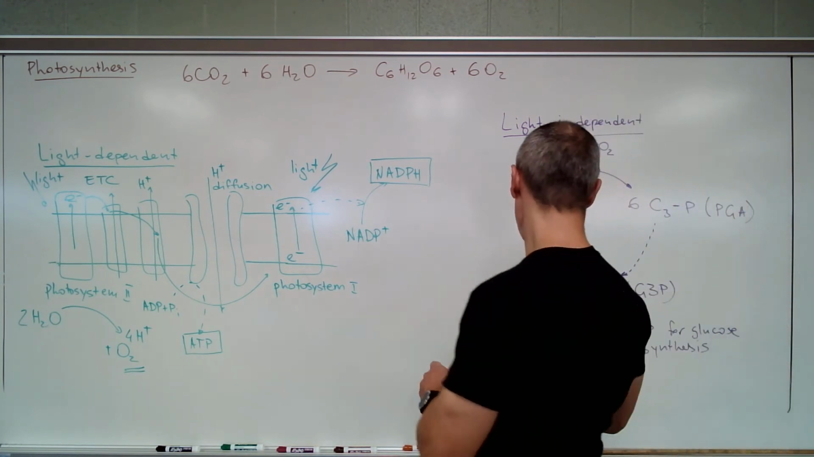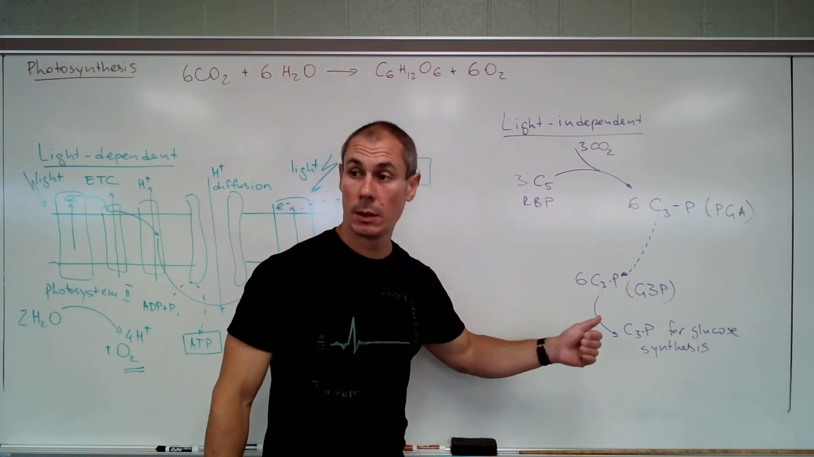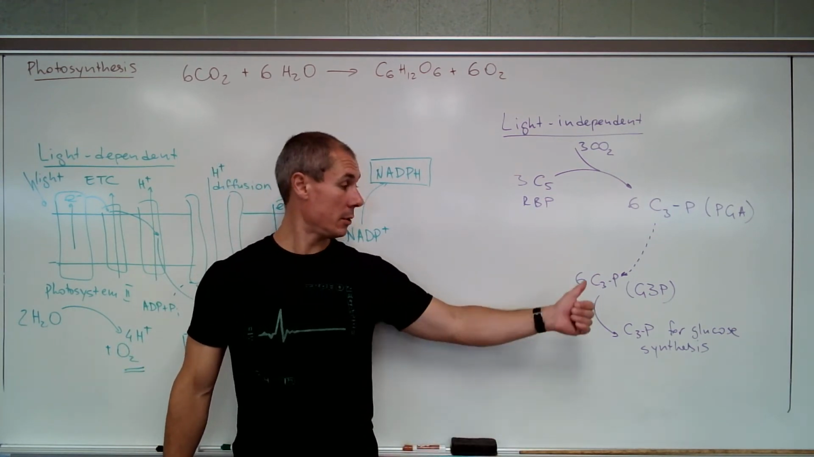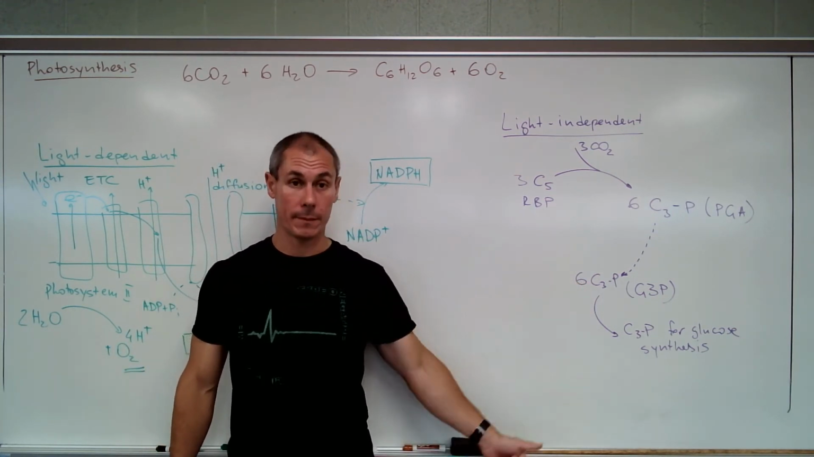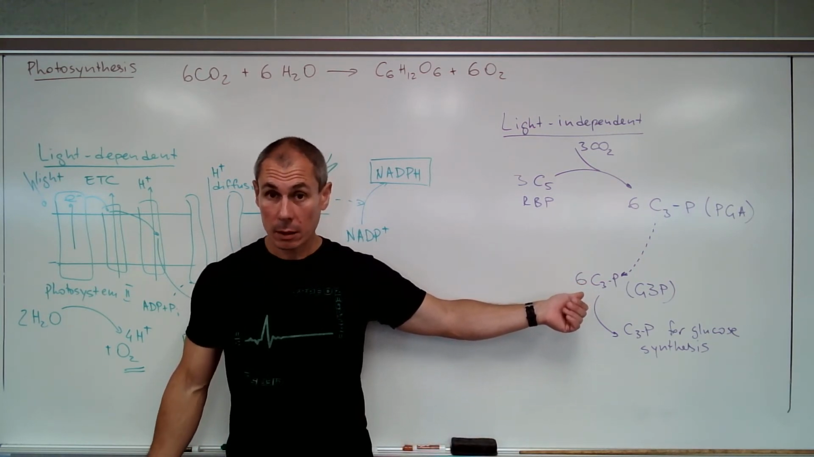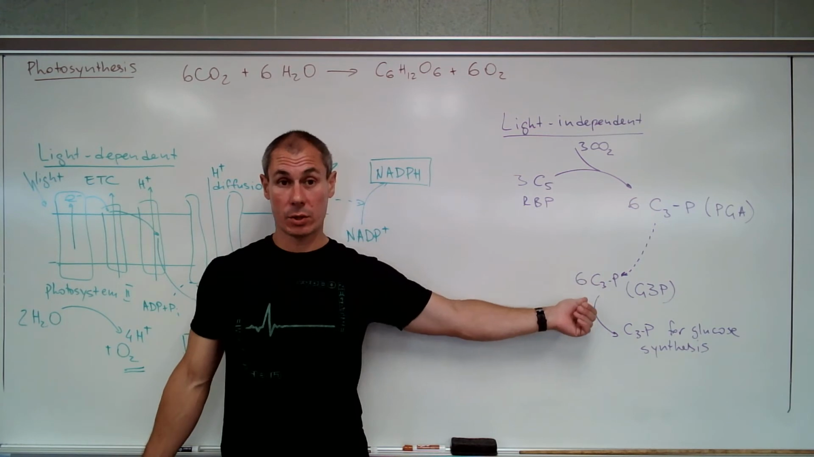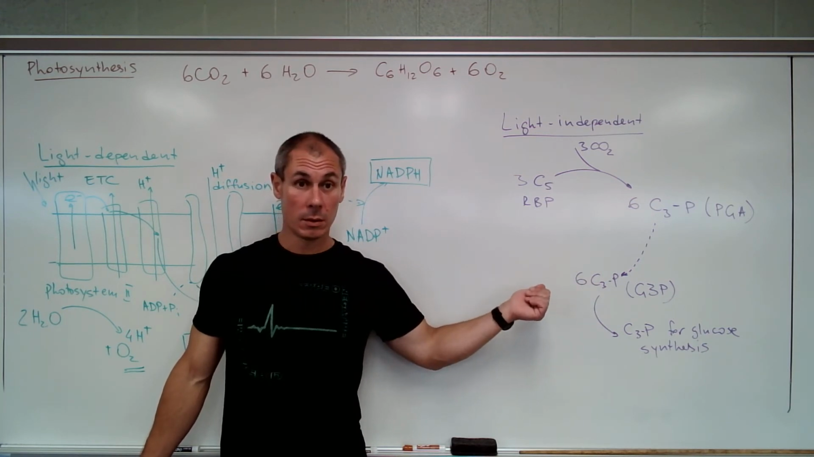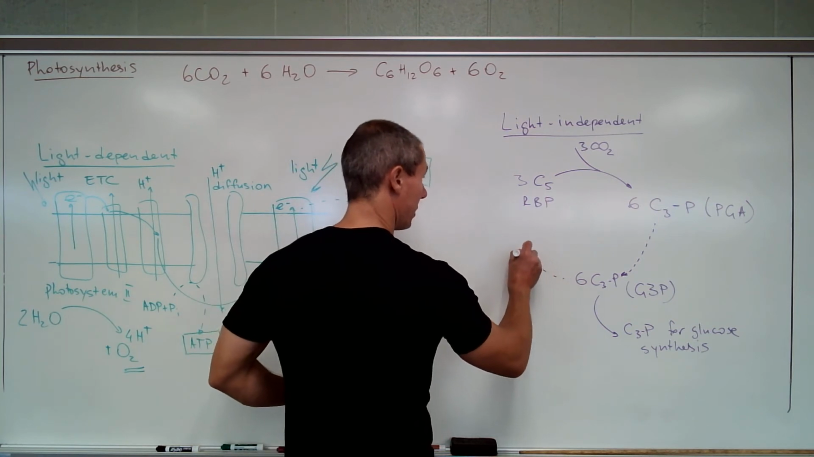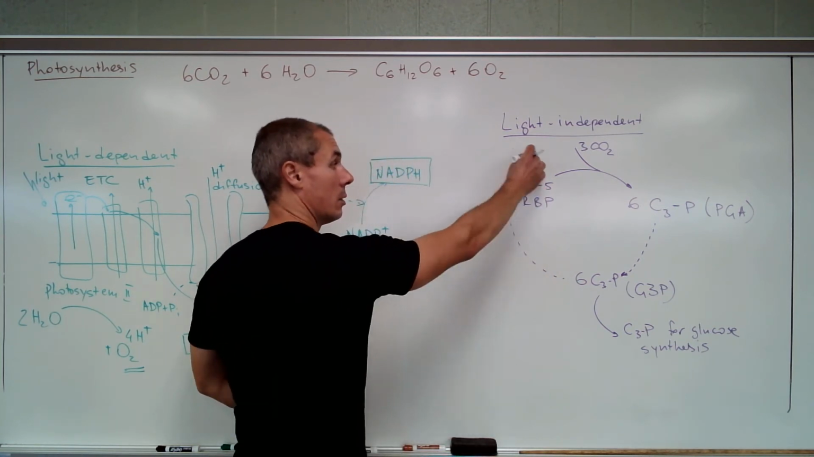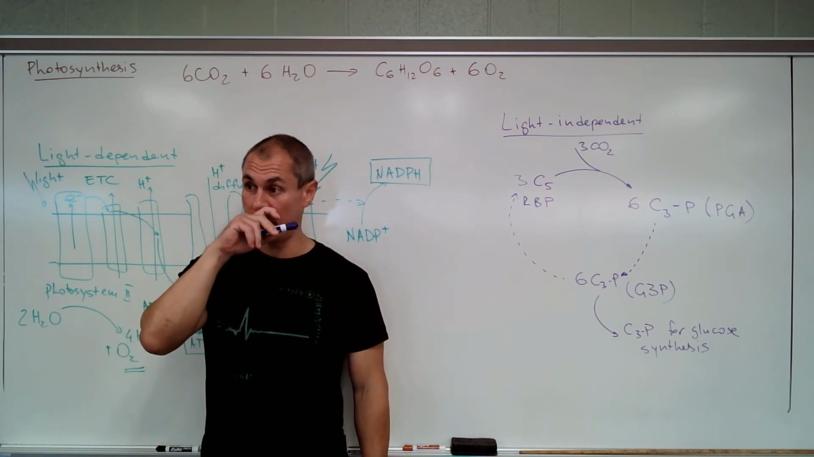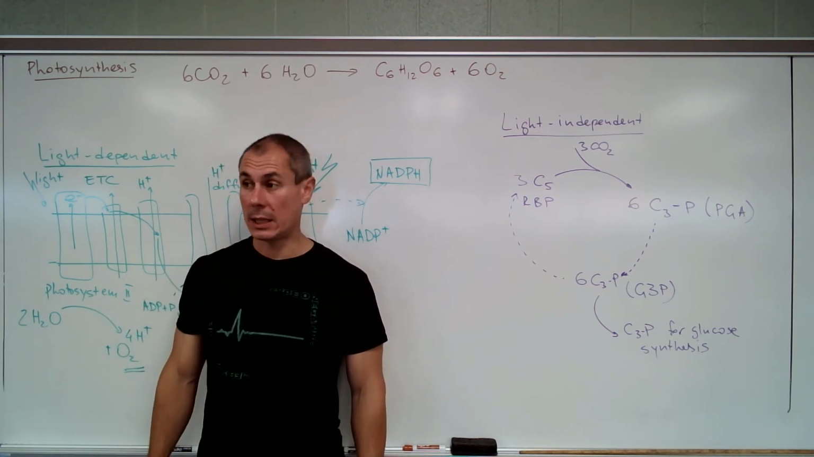Now, let me ask you this. If you had 6 molecules of this 3-carbon intermediate, and you take one molecule away, how many molecules do you have left? It's not 5. So how many carbons total? 15. So then, these 15 carbons are going to be rearranged to produce another 3 molecules of RuBP, ribulose bisphosphate. Does that make sense?